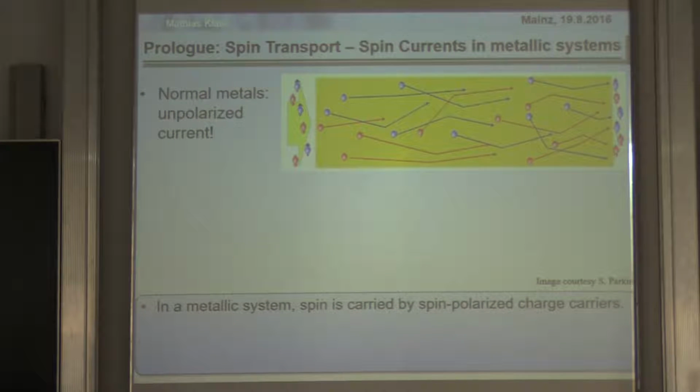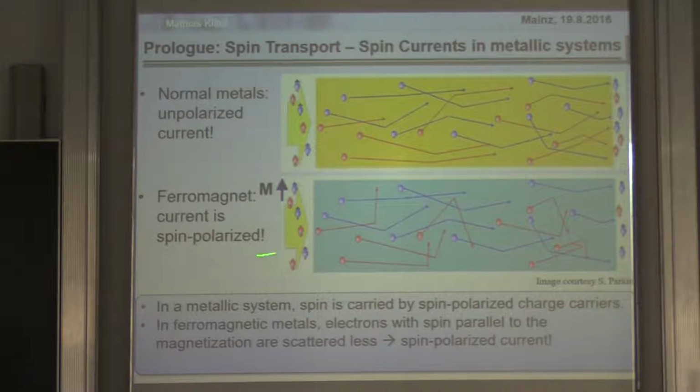So, just a very basic question: how does spin transport in magnetic metals work? If you have a normal metal like copper, you have the same number of up and down electrons, and they are equally scattered, which means the current is equally carried by spin up and spin down electrons, and so you have an unpolarized current.